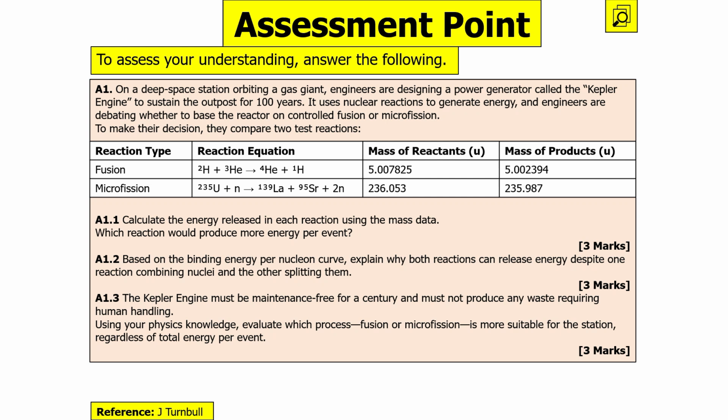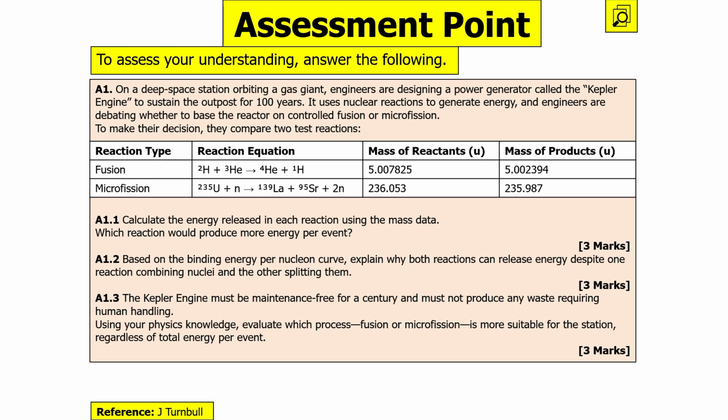The next question says, on a deep space station orbiting a gas giant, engineers are designing a power generator called the Kepler engine to sustain the outpost for 100 years. It uses nuclear reactors to generate energy, and engineers are debating whether to base the reactor on controlled fusion or microfission. To make their decision, they compare two test reactions. Calculate the energy released in each reaction using the mass data. Which reaction will produce more energy per event?